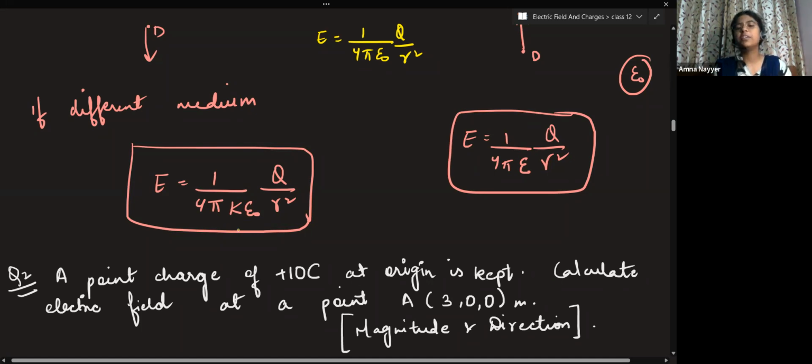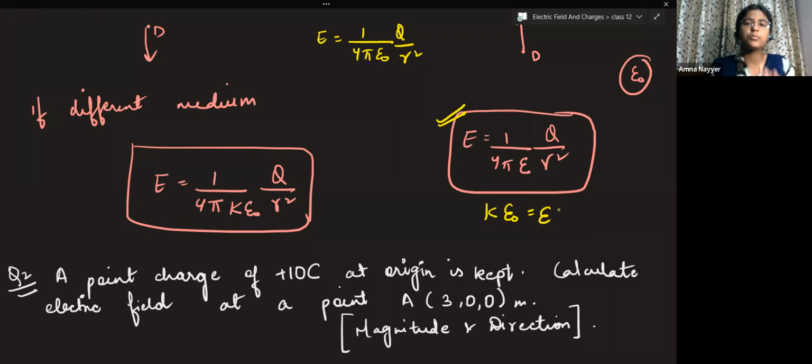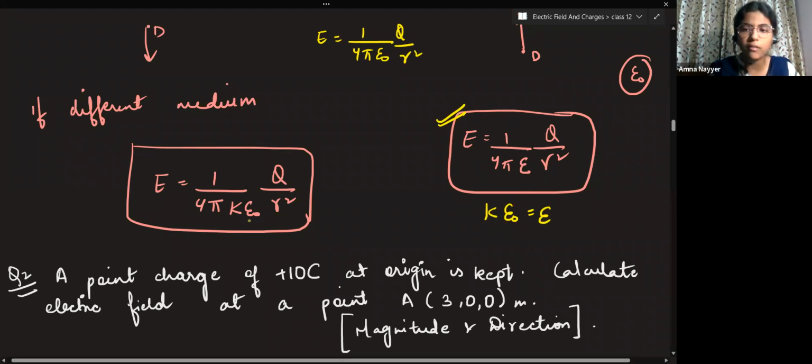So whenever you have different media, you can use 1 by 4 pi epsilon q by r square, where epsilon is the permittivity of any different medium. But if you have the dielectric constant with you, you can use 1 by 4 pi k epsilon naught. K epsilon naught is equal to epsilon. This we have done in detail in the previous class, so that's why you might have difficulty understanding this. But if a question comes, we can discuss it later, and if you have doubts, you can ask me.